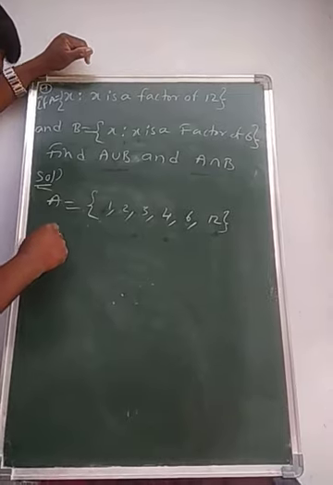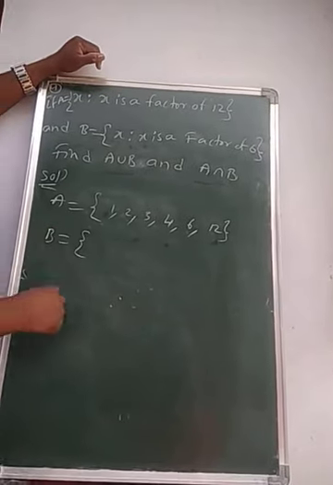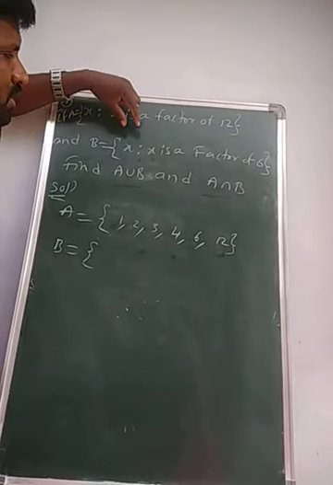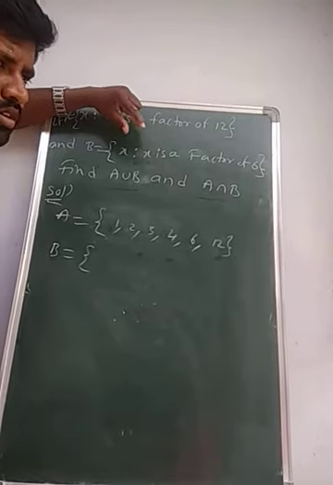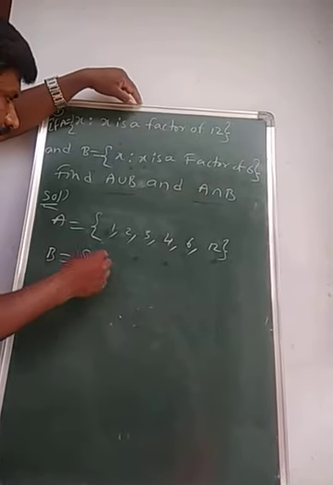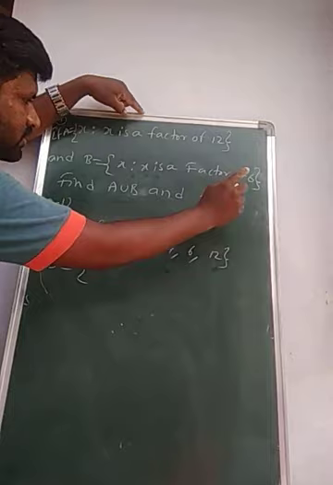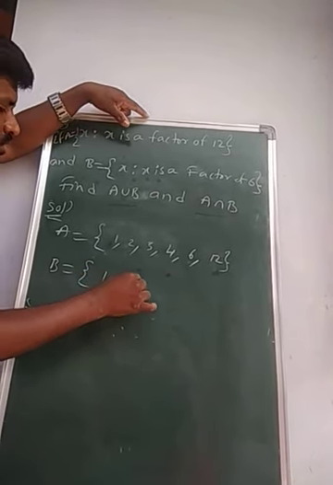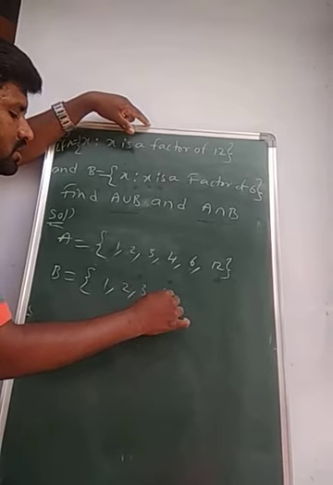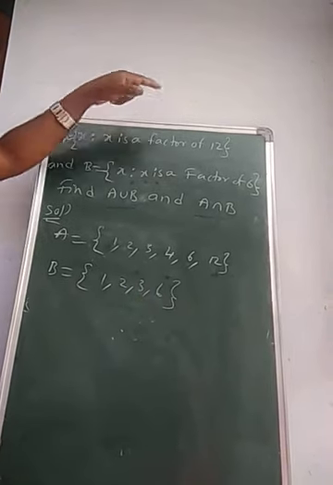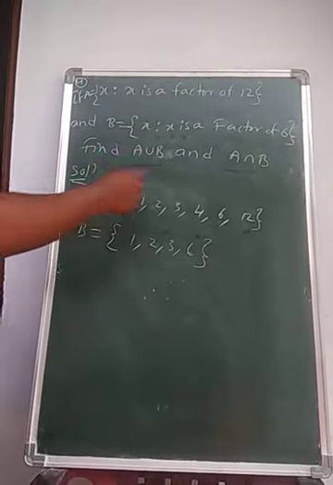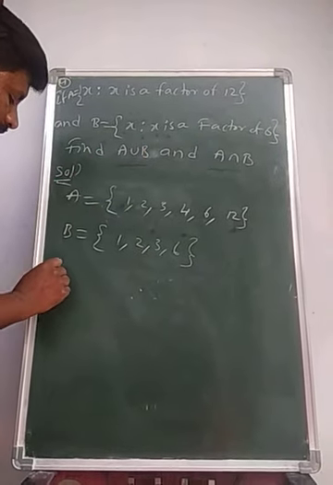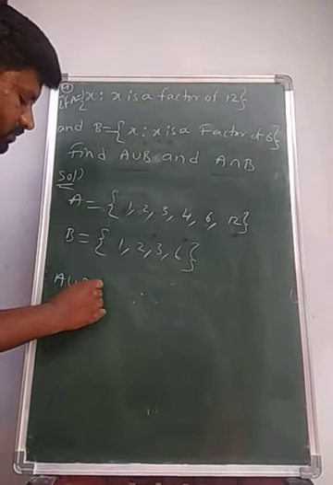Then again set B is equal to, I'm going to write the set builder form into roster form. {x such that x is a factor of 6}. The set B is, what are they? 1, 2, 3, 6. So these are the factors of 6. Now we want to find A union B.